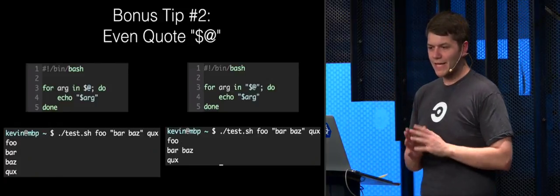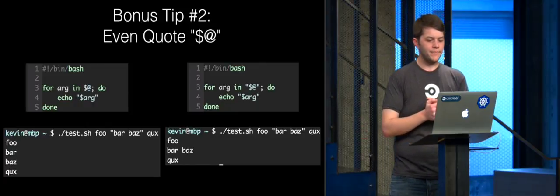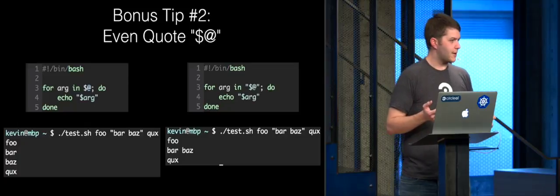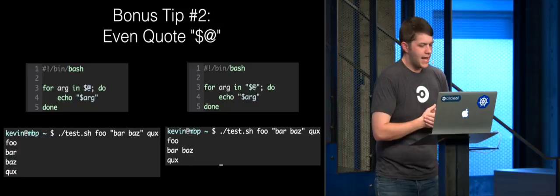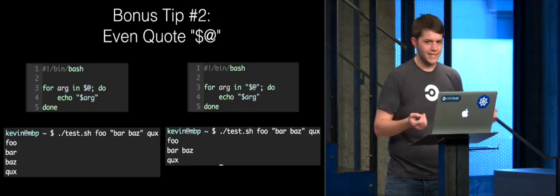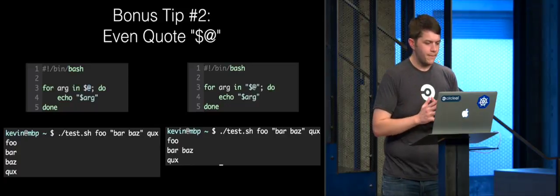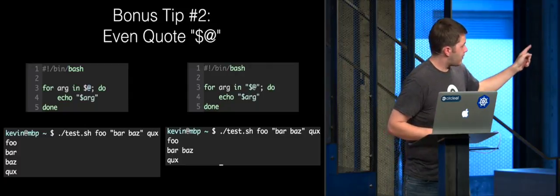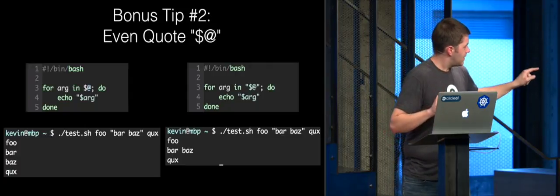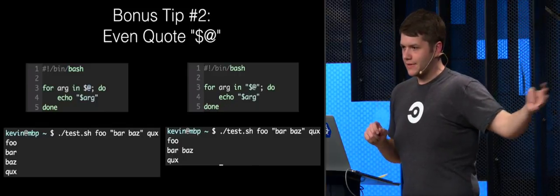Addendum to this, even quote $@. And $@, if you don't know, is the array of all of the arguments that are passed into a bash script. It's argv, basically, in C terms. And some people are confused about this, but if I pass into my script foo bar space baz in quotes quux, and I don't quote $@, it looks like 4 args.